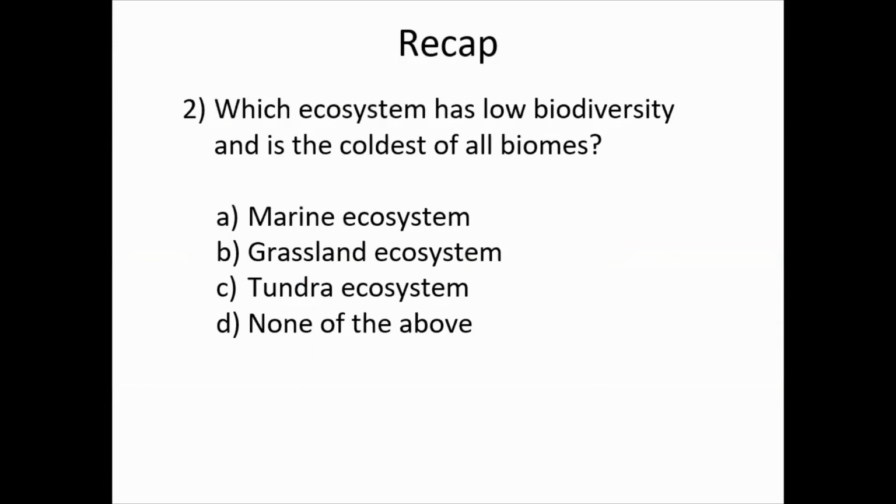So let's answer some questions, guys. So type in the chat. No shouting out now. Just type in the chat A, B, C, or D. Which ecosystem has low biodiversity and is the coldest of all biomes? Type in the chat, guys. So C, right? Good job, good job, good job. All right, we have to be quick on the next one then, so I can see everybody's answer. All right, so click it one time. So it's actually C indeed. So there we go, next one.